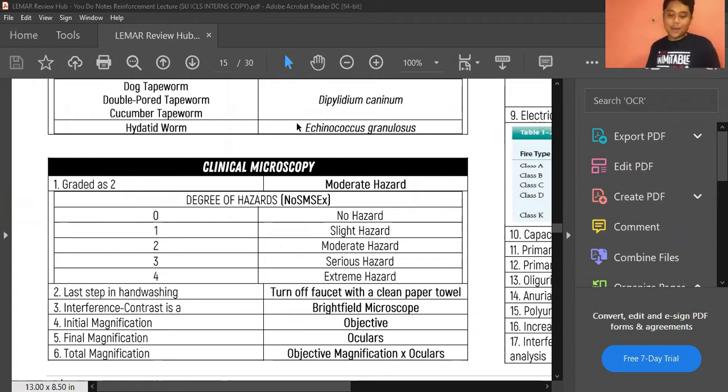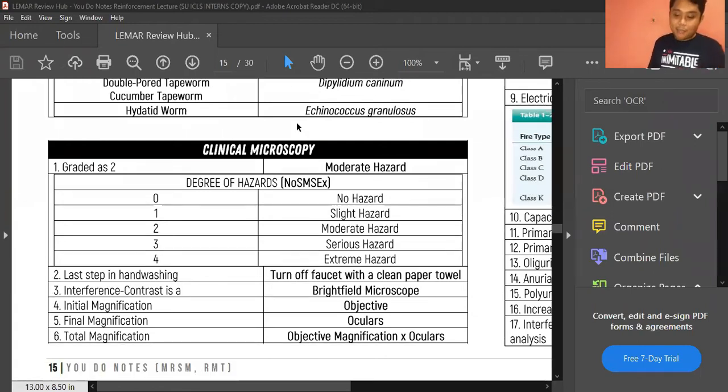Next, of course, hand washing, alam nyo na yan, okay? The last step is turning off the faucet with a clean paper towel, all right? Interference contrast microscopy, remember, it's also a bright field microscope. So you can employ the bright field microscope to become an interference contrast.